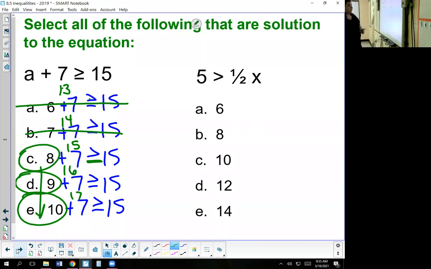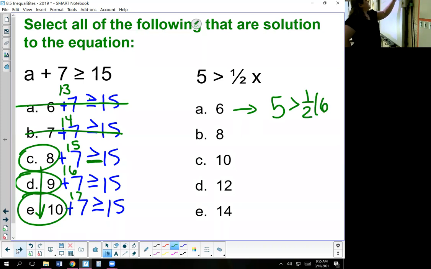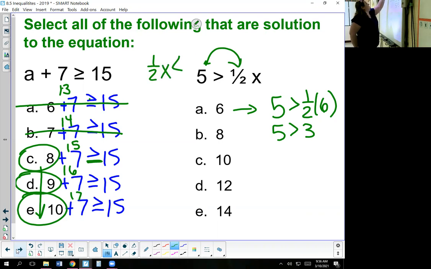Good strategy. Now, for this one, be careful because the order does matter here. So if I was going to do this one, 5 is greater than half of x, so half of 6, but I have to read it the way that I'm saying it. If you're going to flip stuff around, you're going to make a mistake. Is 5 greater than half of 6, which is 3? Is 5 greater than 3? Yes, but if you decide to flip that around, you can flip it around as long as you flip your sign.